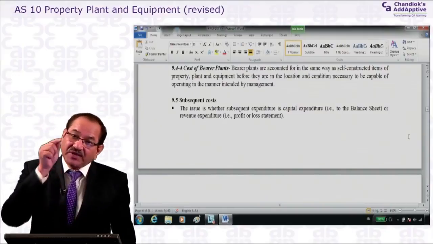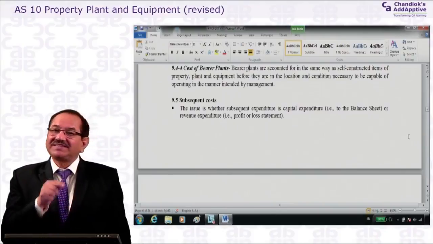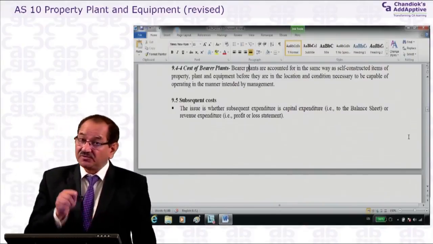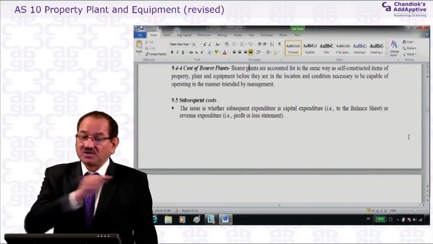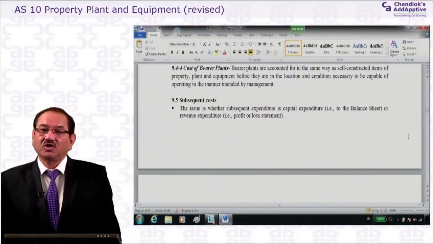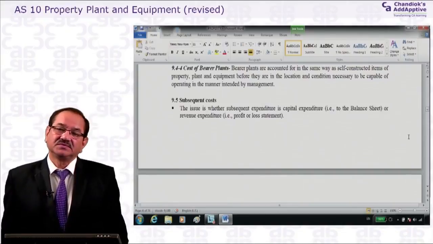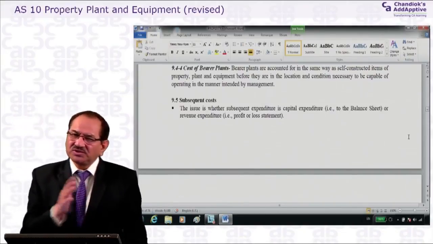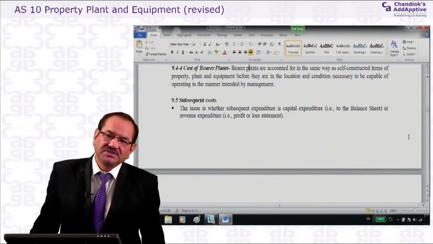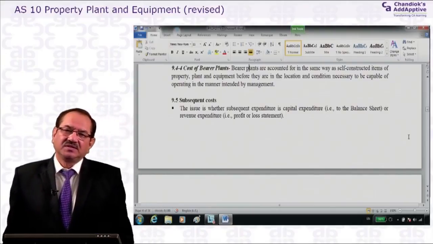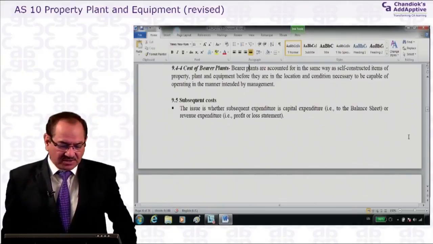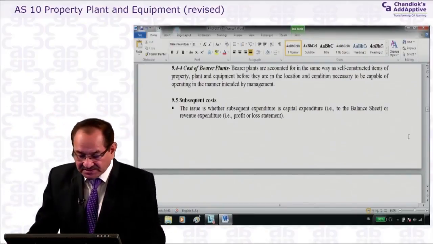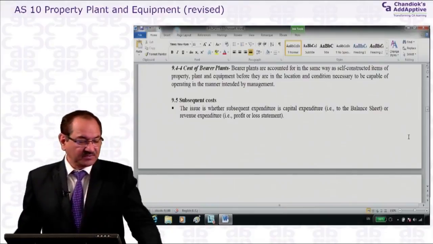But dear student, we have to be very clear about whether the subsequent cost will be written off in the profit or loss, or it will be capitalized with the cost of the asset, the cost of the PPE. The principle prescribed under this is almost the same as you have read in your PCC. It is the same one. The issue is whether subsequent expenditure is a capital expenditure or it will be written off in the profit or loss.